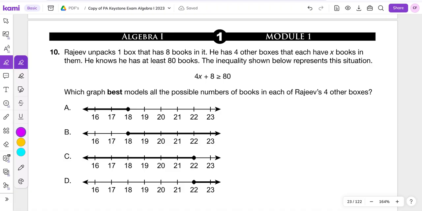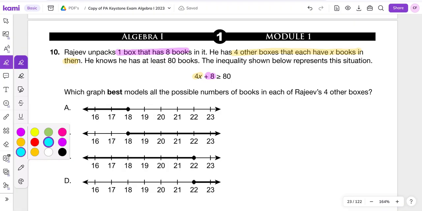Which graph best models all the possible number of books in each of Rajiv's 4 other boxes? So let's make sense of this inequality. The part that said one box that had 8 books in it is where the plus 8 comes from. Then there are 4 other boxes, and we don't know how many books are in them, so that's where the 4x came from.